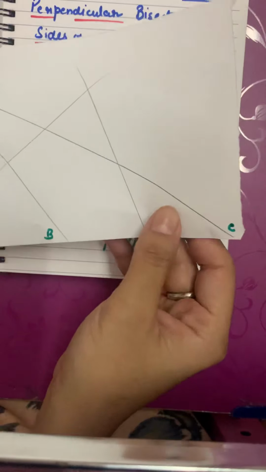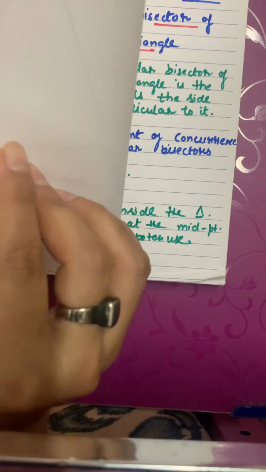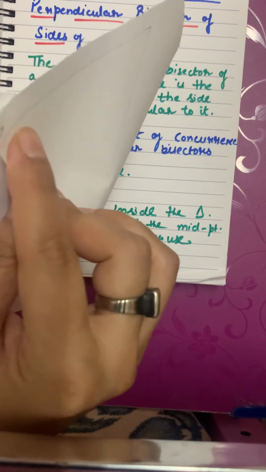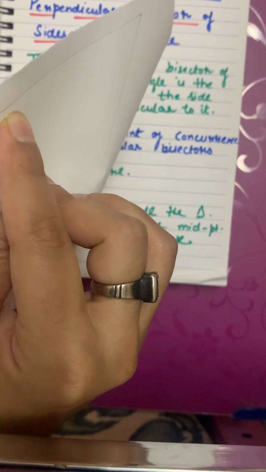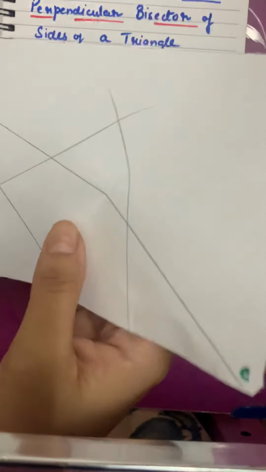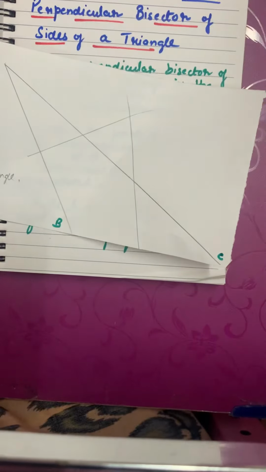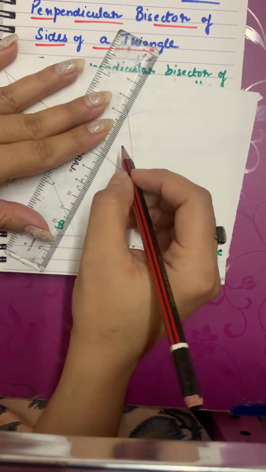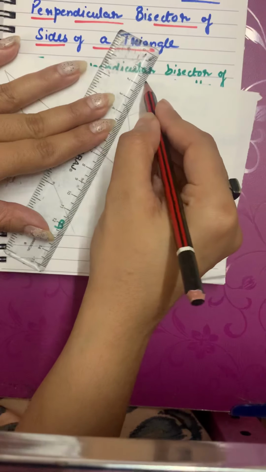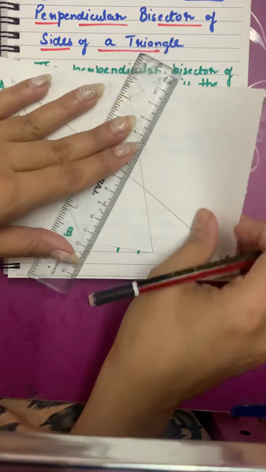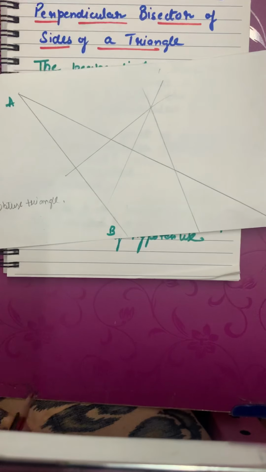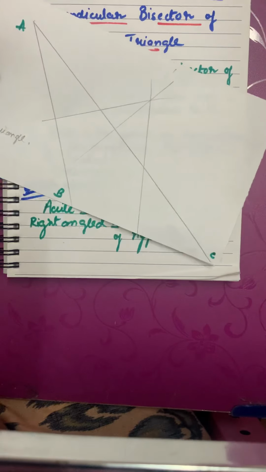Now I will find out the midpoint of A and C. I'll make sure that my A, C vertices overlap each other. Yes, now they are overlapping. And now you will see this crease that I have got here is a midpoint. I'll draw, make sure I'm drawing a straight line. This is my third perpendicular bisector.